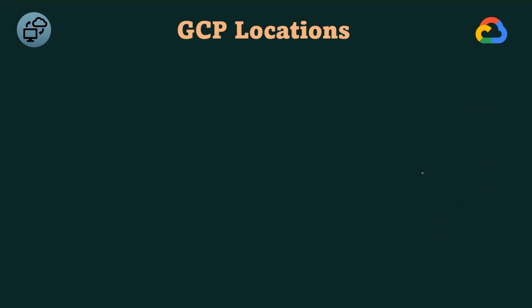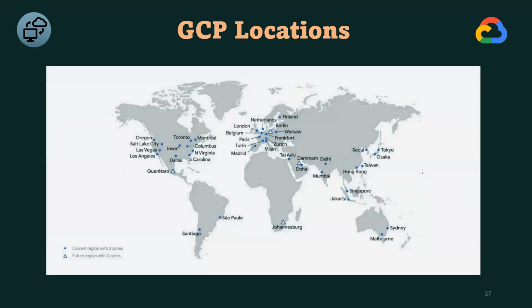Okay, and now let us see where those zones and regions are. You will be able to see here we have 32 regions. You will be able to see all the regions listed one by one throughout the world. In India also we have Delhi and Mumbai. See here, current regions with 3 zones.